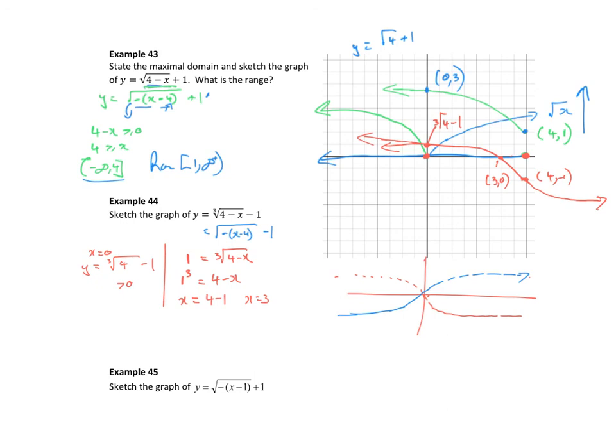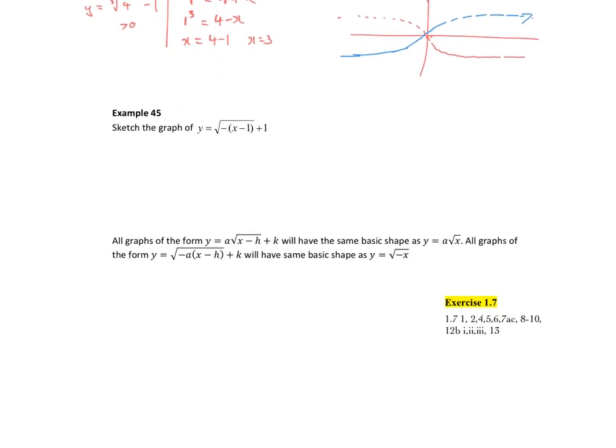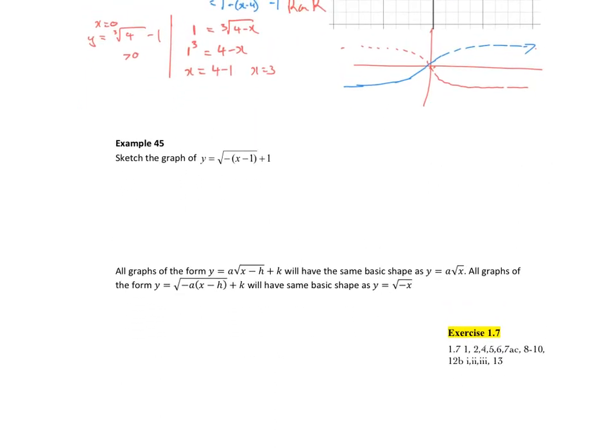What's the domain? Domain is everything. The domain is R. The range is also R. Because we can have all values. So it might take a little bit of getting used to that one. Let's have a look at these last two before you go and do some.